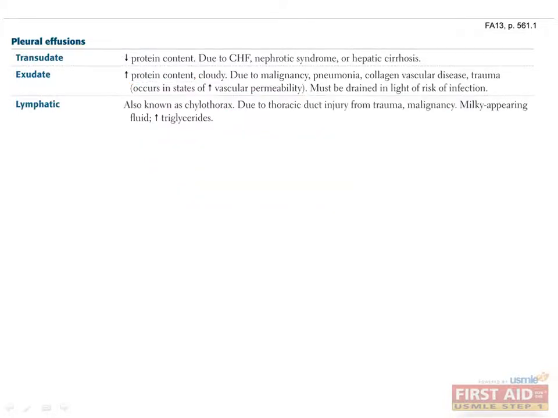One other type of exudative effusion worth mentioning is lymphatic effusion or chylothorax. This is typically seen when the thoracic duct is damaged from trauma, such as during cardiothoracic surgery, or blocked by malignancy. When you tap the effusion, you typically get a milky white fluid that's high in triglycerides.